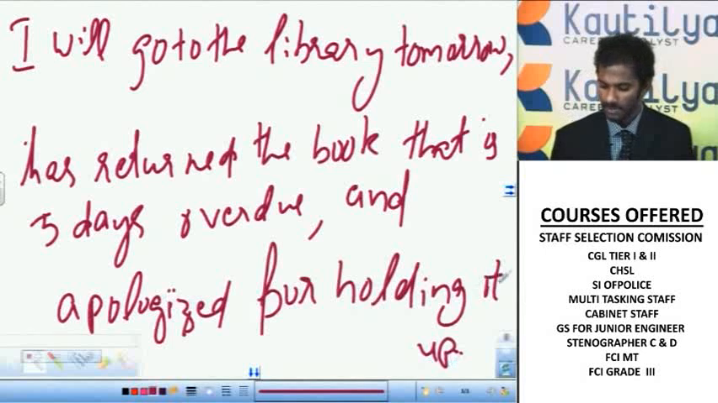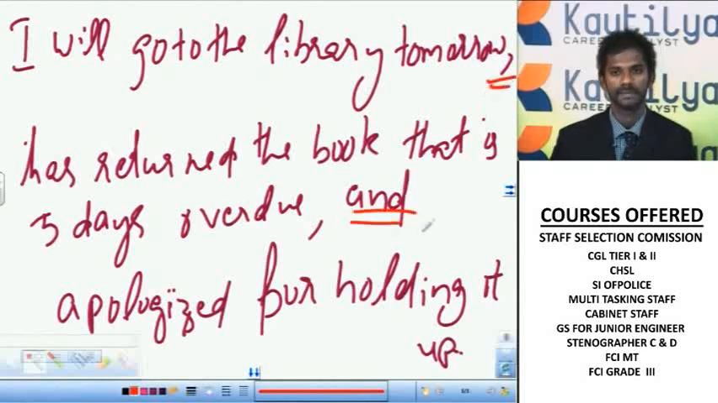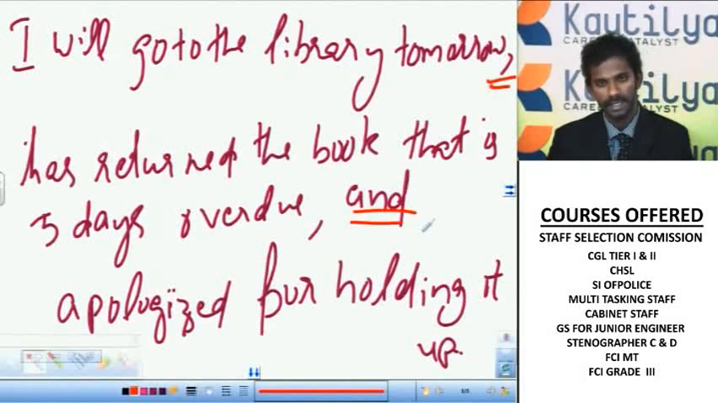Now I told you subject and object can only be nouns or pronouns, right? Fine. So this is a very long sentence, and this sentence contains three ideas shown by the punctuation mark, comma, and the conjunction and. Clear? So I will go to the library tomorrow is one idea. Has returned the book that is 5 days overdue is another idea. And apologize for holding it up is yet another idea. Clear? So there are three ideas in this sentence.